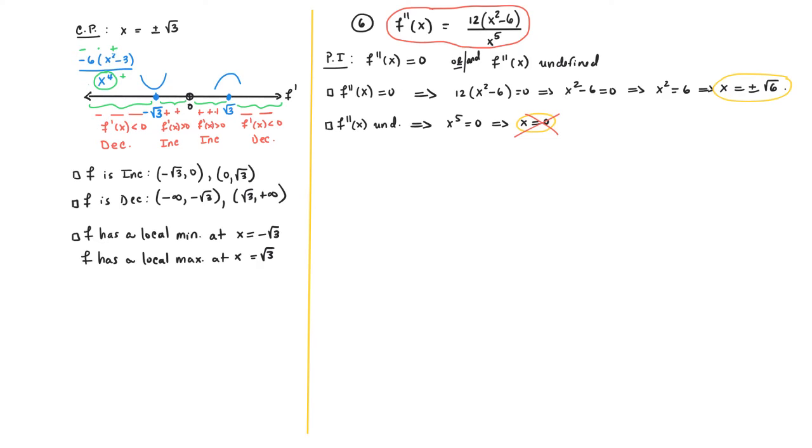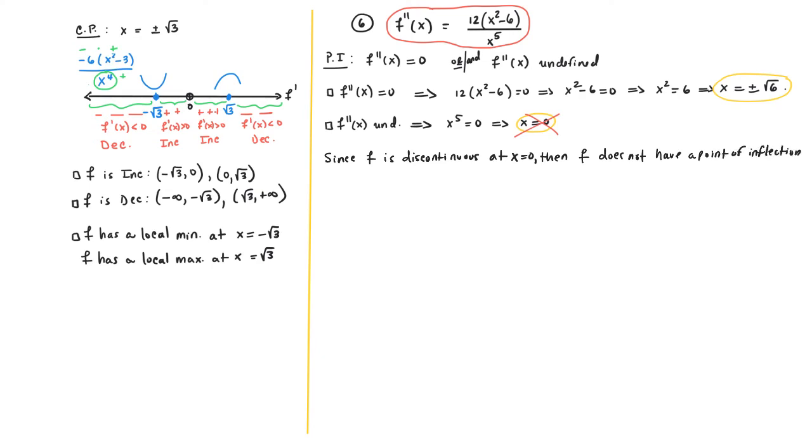So we're going to say that since f is discontinuous at x equals 0, then f does not have a point of inflection there.